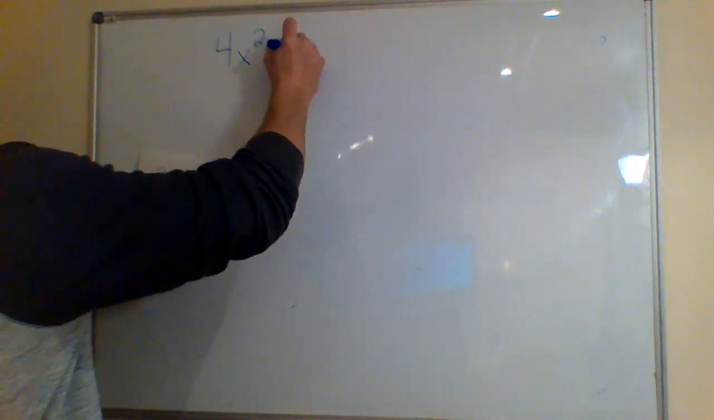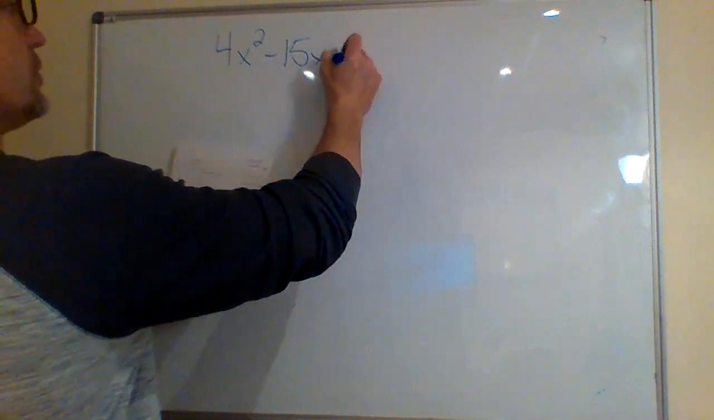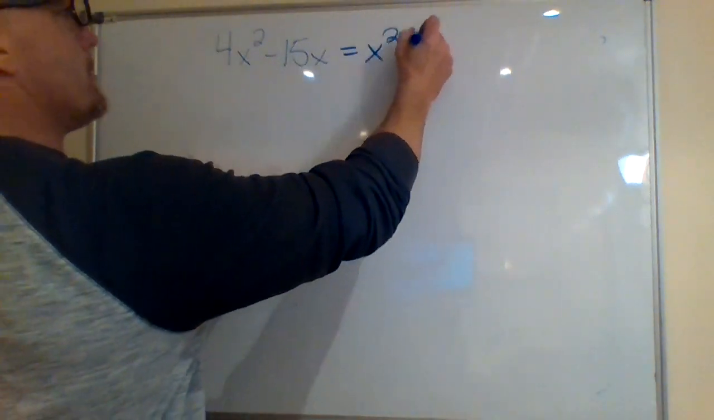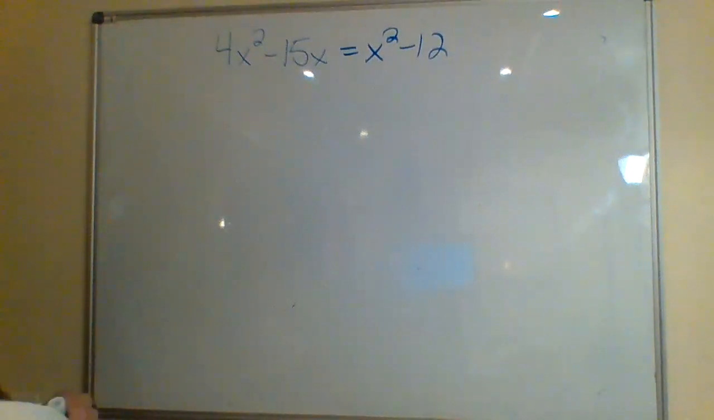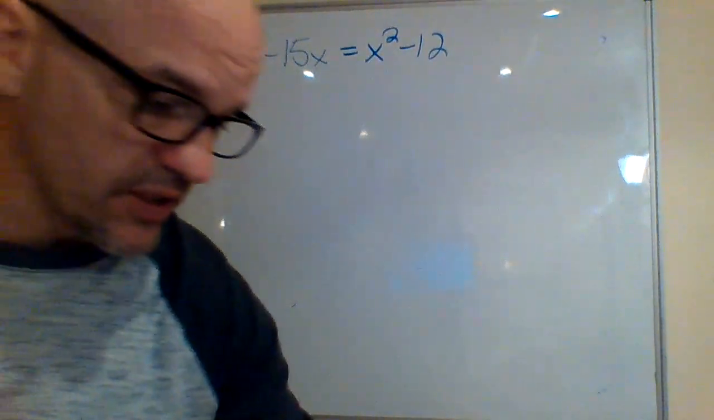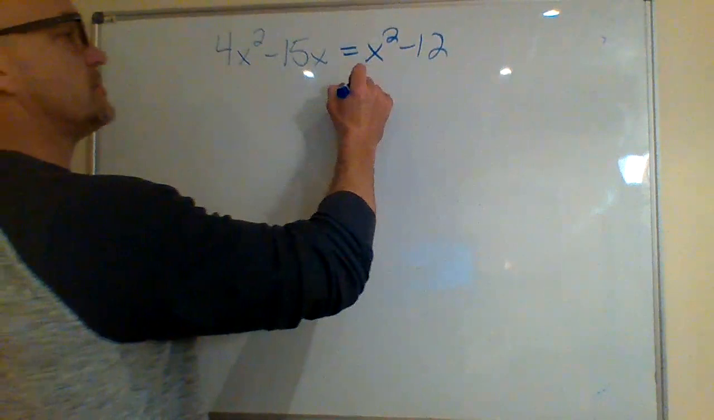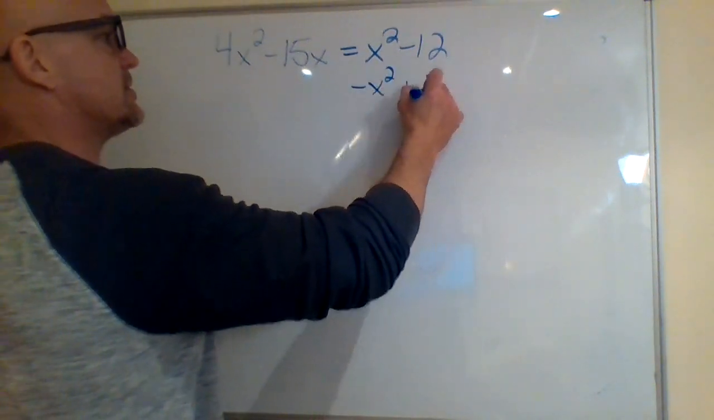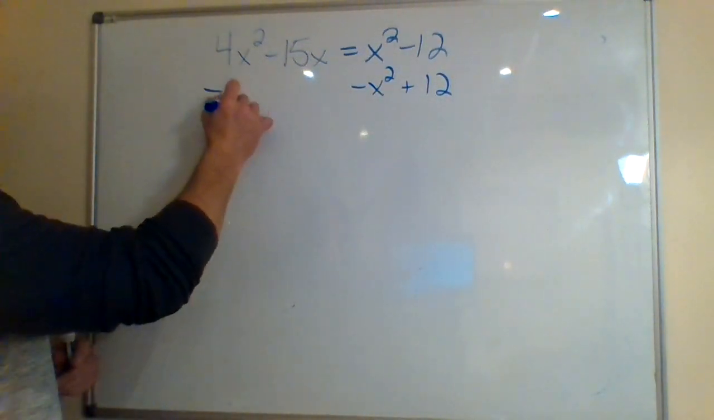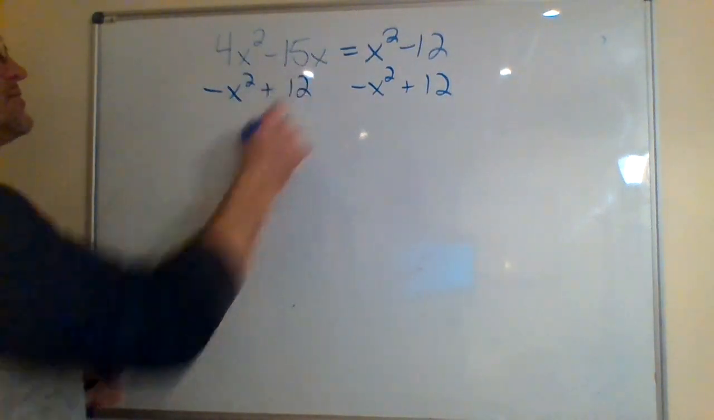Now, the last one. Looks scary, didn't it? It looks real scary. We had 4x squared minus 15x equals x squared minus 12. So again, first thing that I'm going to do is look at that and say, you know what? I need that to equal 0. I'm going to bring these things over here. Subtracting x squared, adding 12.